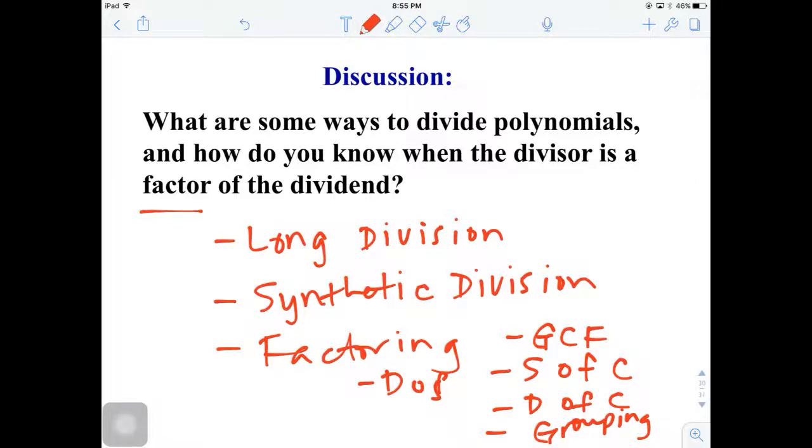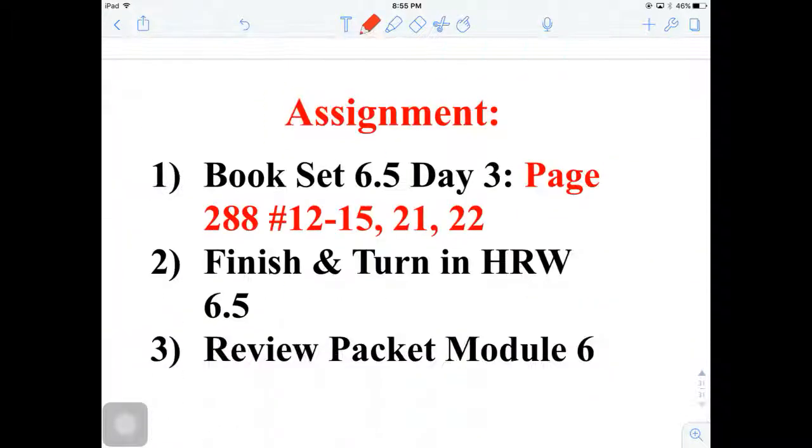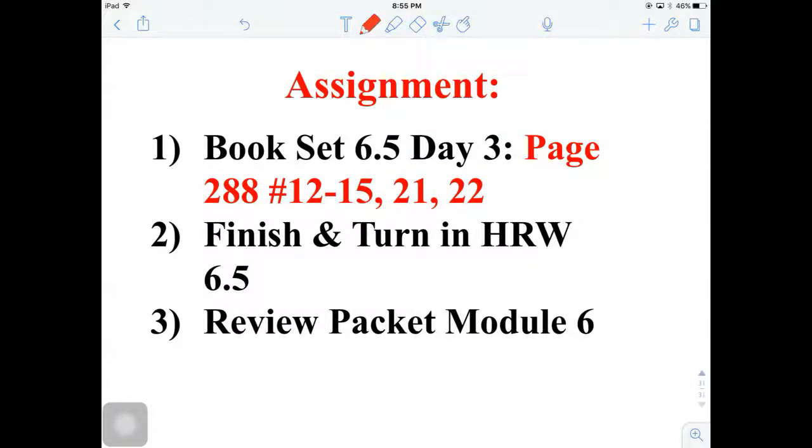But how do you know when the divisor is a factor? So when you have the remainder equal to 0, that's when you know that it is a factor. So basically it comes down to that. When the remainder is equal to 0, you will have a factor of the polynomial. And that is a wrap for 6.5 and a wrap for the entire module.